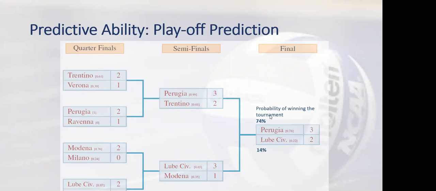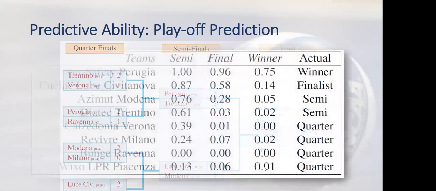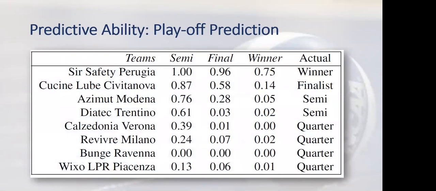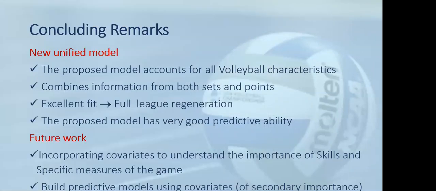And here we have the probability of winning the tournament, from the beginning up to the top. So you can see Perugia here had very high probability, 74%. Lube was second, but by far, with 14%. And then we had the rest of the teams with lower probabilities. This is the more detailed table, which says what was the probability for every team to reach every stage. For example, here, Perugia had 96% probability to go to the final, Lube 58%, Modena 28%, and all the other teams lower probability.